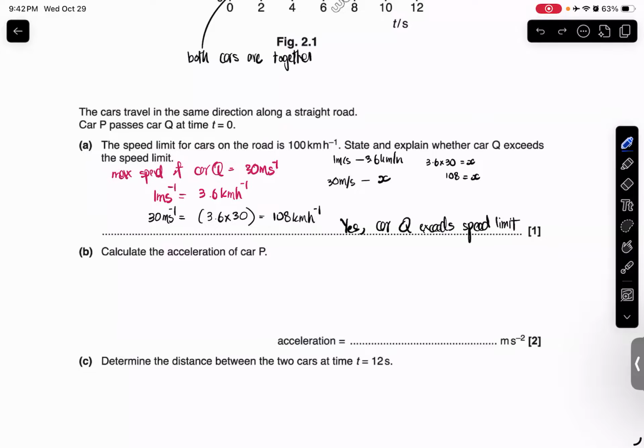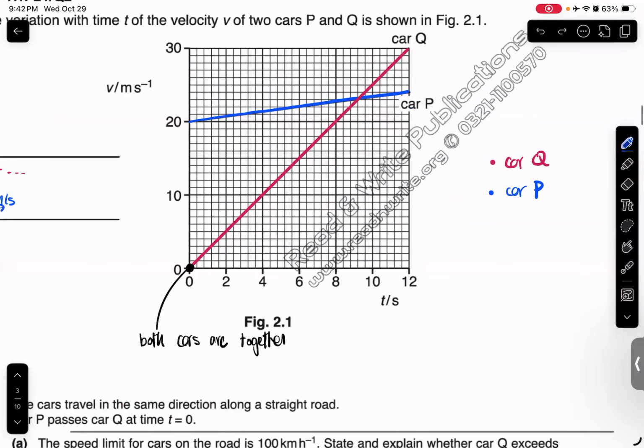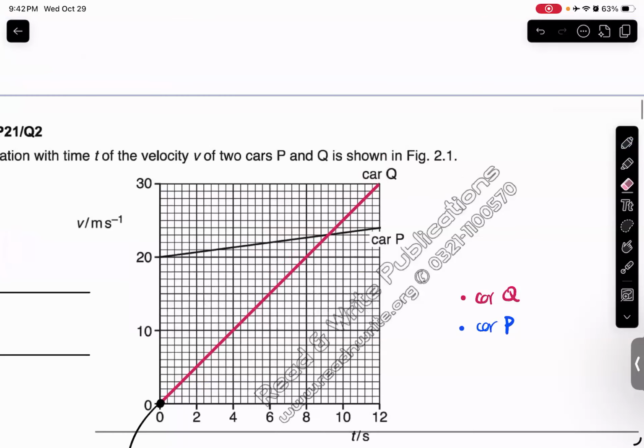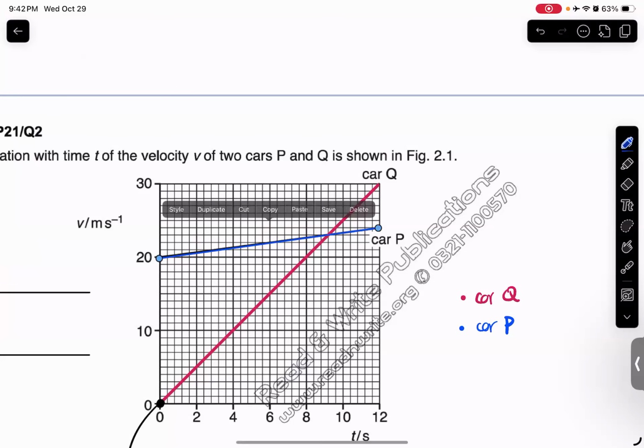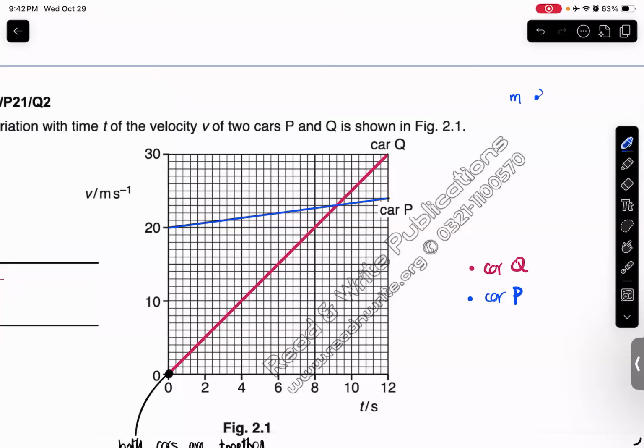Calculate the acceleration of car P. Let's use a blue color now. How do you find the acceleration of car P? Don't you think that if you take the gradient of this graph, you will be able to figure out the acceleration? Because that's exactly what acceleration is. The slope of a VT graph is equal to acceleration.